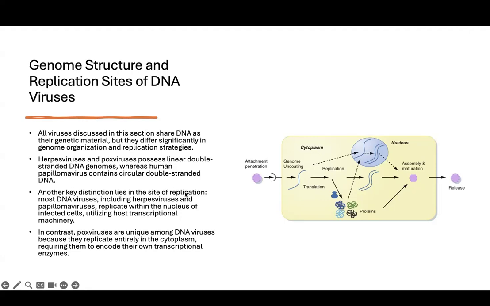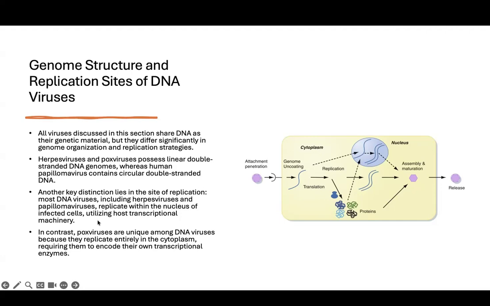Among the DNA viruses, you have two kinds: the ones that have a linear double-stranded genome and the other ones that are more circular. So the linear double-stranded genomes are the herpes viruses, for example. Then the circular ones, if I'm not mistaken, are more the human papillomaviruses per se.